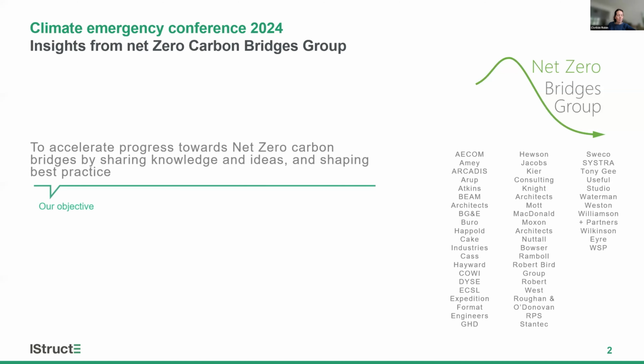So our objective is to accelerate progress towards net zero carbon bridges by sharing knowledge and ideas and shaping best practice. We now have 37 member organizations. We represent most of the bridge design and engineering firms in the UK and Ireland. We remain entirely independent and unfunded.